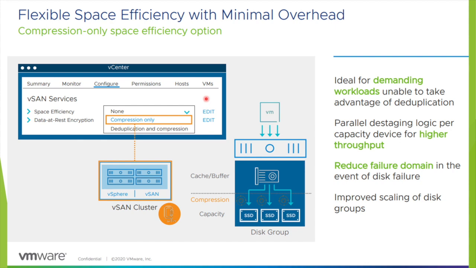I also want to remind you that we now also have data at rest encryption, and there's another new thing coming up very shortly. I'll show you about encryption, which we'll be seeing going forward. What this basically gives us is reduced failure domains in the event of a failure, and parallel distinct logic per capacity drive for higher throughput.